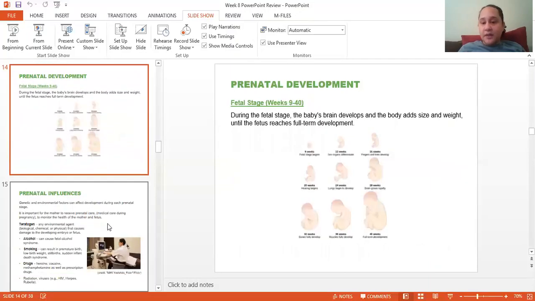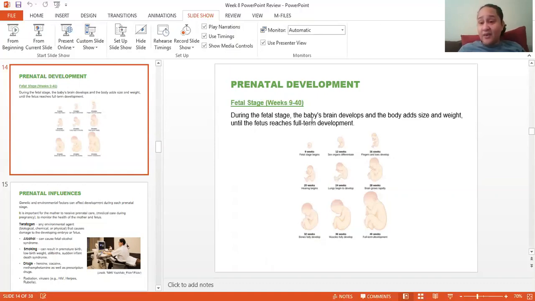So I'm going to show you another picture. This could actually be a little bit bigger. It's kind of hard to see. But you can move through this picture and you will be able to see all the different stages of development and some of the key things that happen at each size or stage. So what are some things that could disrupt this process?